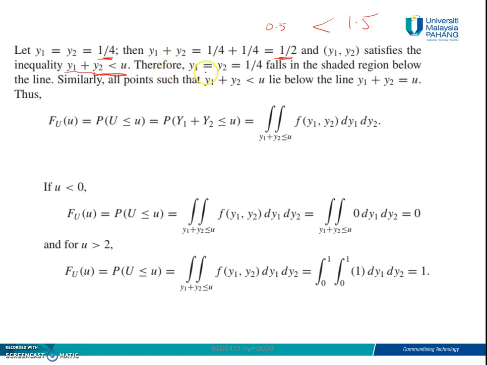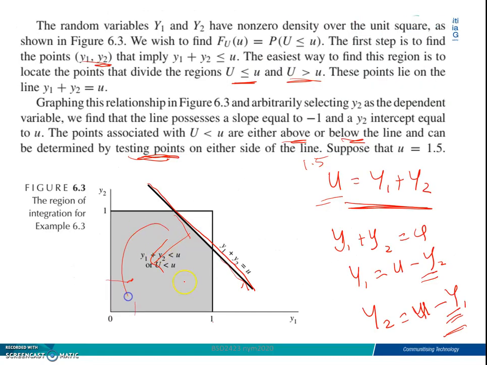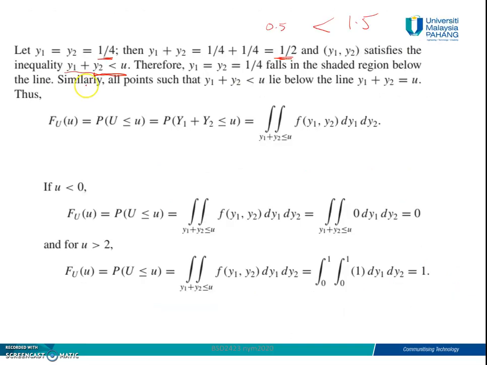So therefore, y1 equal to y2, which is 1/4, falls in the shaded region below. This is what I said just now. You can see here the value of y1 and y2. So similarly, all points such that y1 + y2 is less than u lie below the line y1 + y2 equal to u. So therefore, you will get the distribution function of U like this.